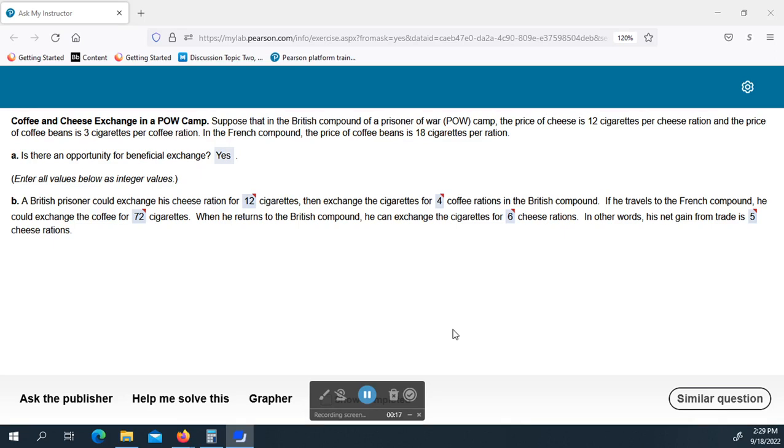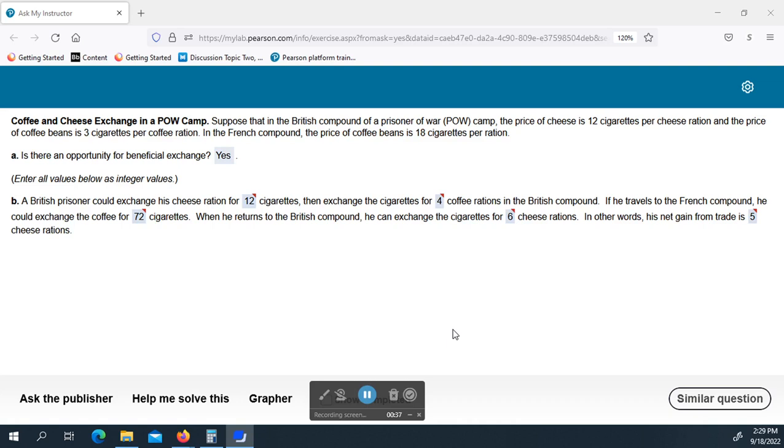Suppose that in the British compound of a prisoner of war camp, the price of cheese is 12 cigarettes per cheese ration, and the price of coffee beans is 3 cigarettes per coffee ration. In the French compound, the price of coffee beans is 18 cigarettes per ration.